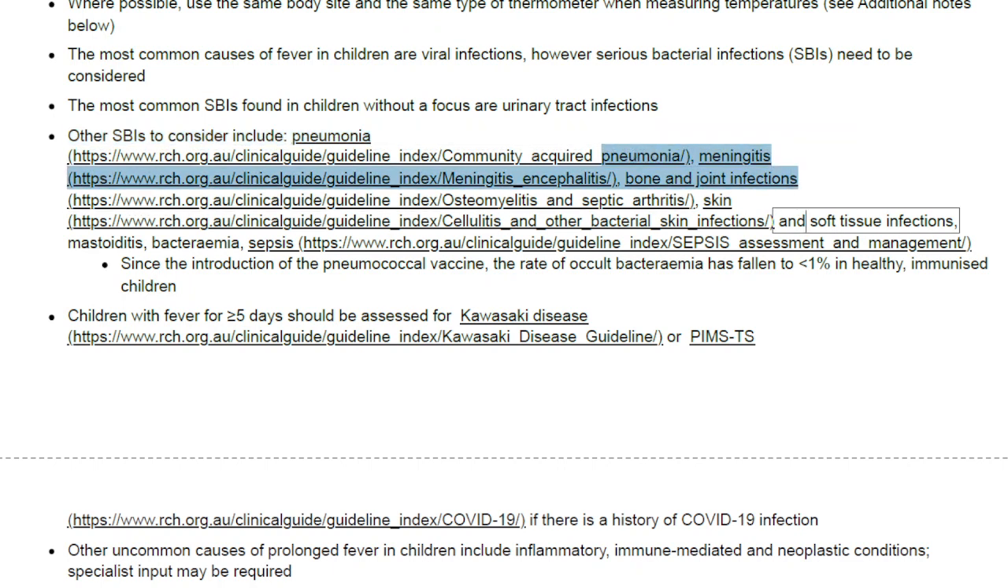And soft tissue infections. Mastoiditis, bacteremia. Since the introduction of the pneumococcal vaccine, the rate of occult bacteremia has fallen to less than 1% in healthy, immunized children.